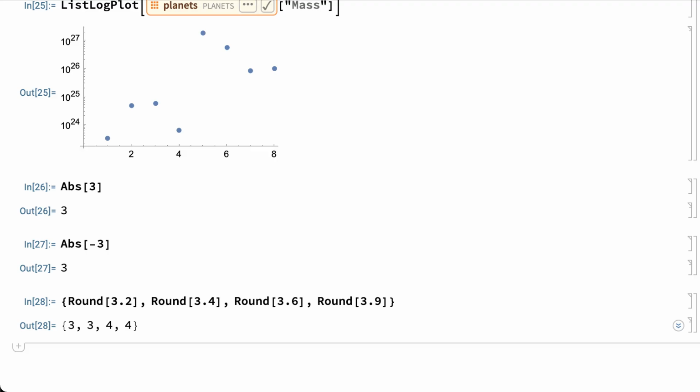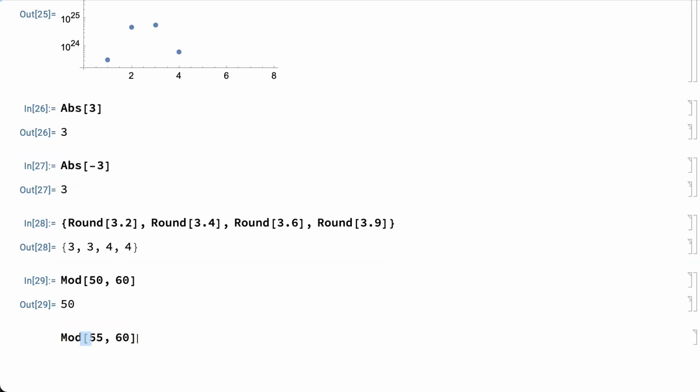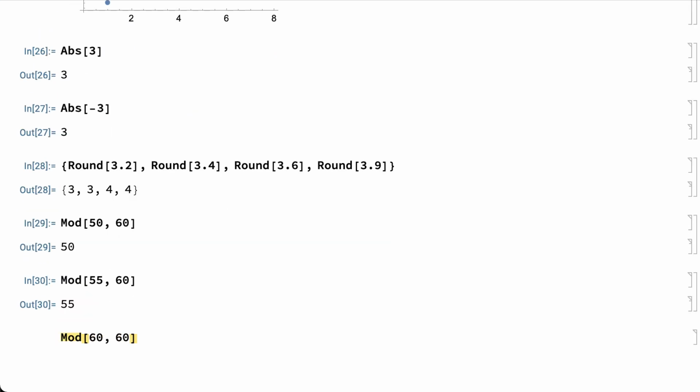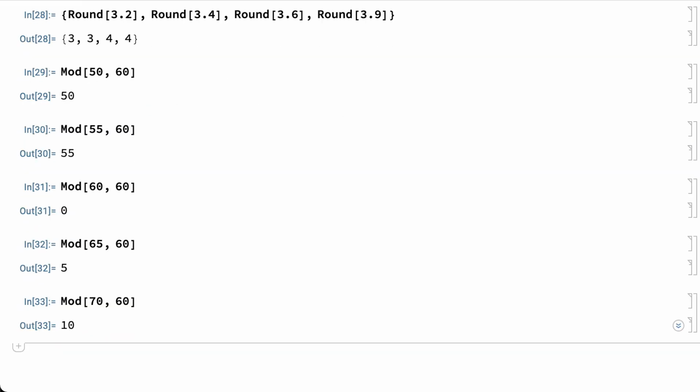For example, this shows the Round function rounding 3.2 and 3.4 down to 3 and rounding 3.6 and 3.9 up to 4. Another common and quite useful function is the Mod function. This shows Mod with second argument 60 applied to numbers from 50 to 70. Mod with 60 as the second argument works like counting up minutes in an hour. When the count reaches 60, it starts again from 0.